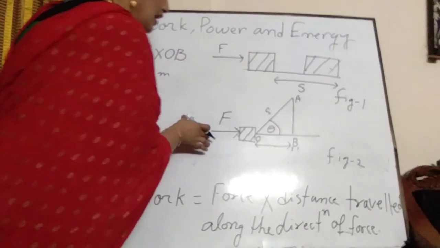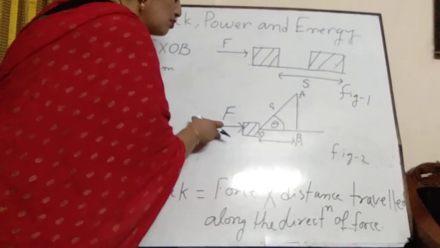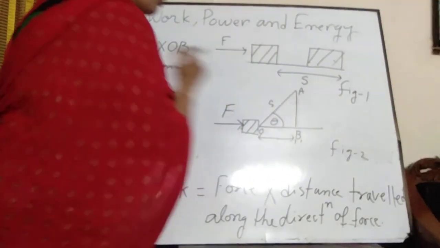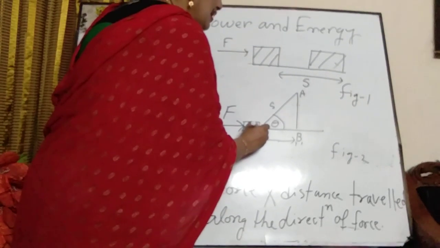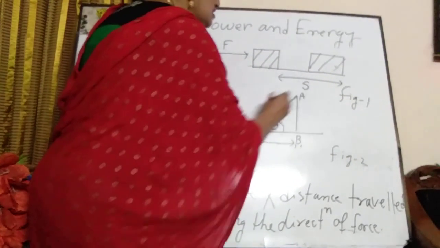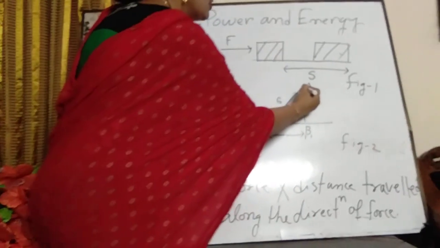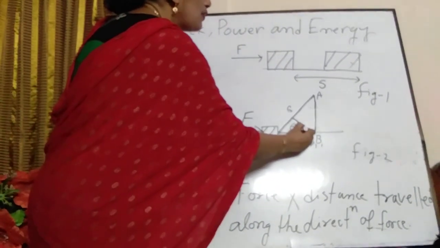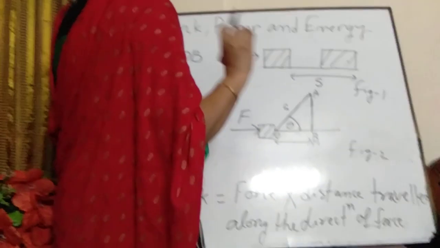Look, force F is acting along this direction. So the displacement that is along the direction of this force is what? OB. So we have to calculate this OB at first. Here you can see force F is applied and the body is moving by making an angle theta, moving towards O, traveling S distance. So if I draw a perpendicular from A to OB, then this angle is what? Cos theta. Because you know cos theta equals what? Base by hypotenuse.